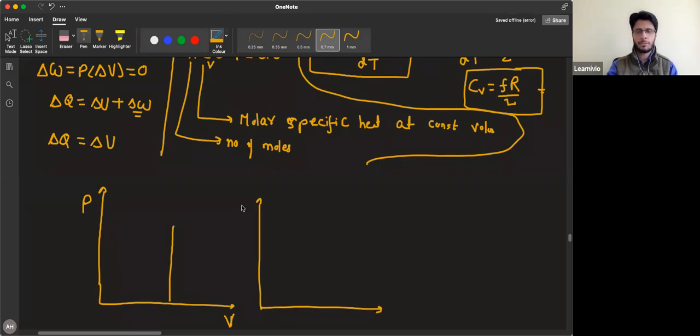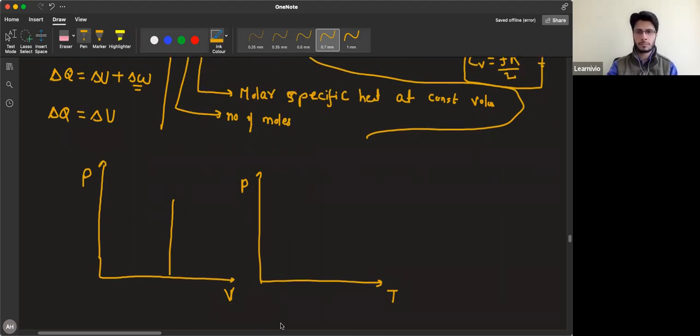Let's draw a pressure temperature graph. Marita, what will be the nature of this graph, PT graph, for an isochoric process? P will be directly related to T. PV equal to nRT. So you can say P is proportional to T and your graph will be a straight line.